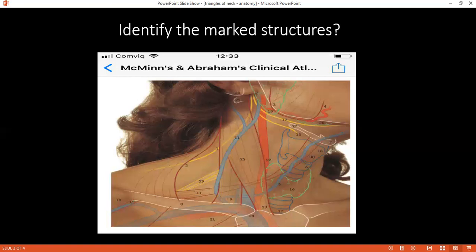Recurrent laryngeal nerve supplies what? The intrinsic muscles of the larynx, except the cricothyroid, which is supplied by the external superior laryngeal nerve. What is the vertebral level of thyroid cartilage? C4 to C5.